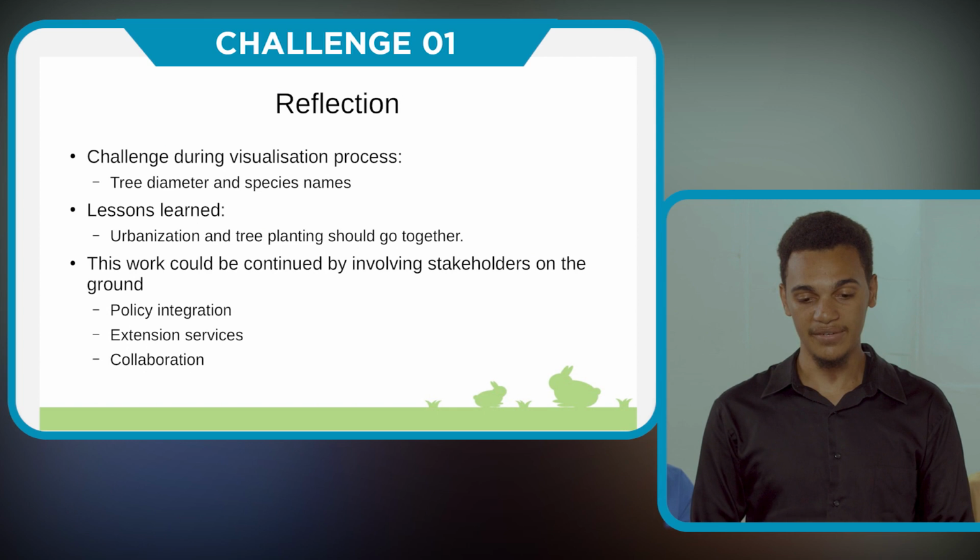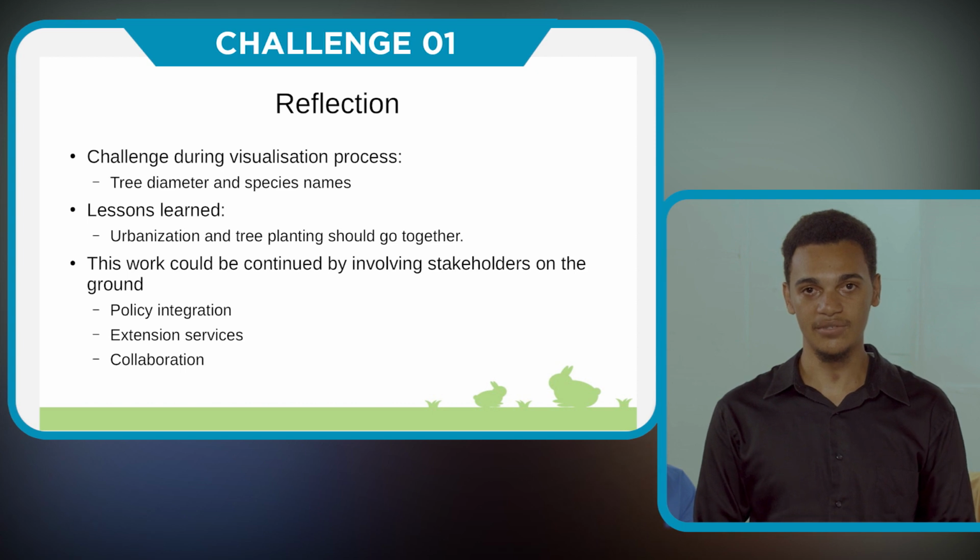We now come to our reflection, which is the last slide. And here we identified a few challenges during the visualization, which was that the data itself had missing values for diameter and also the names of species were not available. We could have shown visually the distribution of different species, but we were not able to.